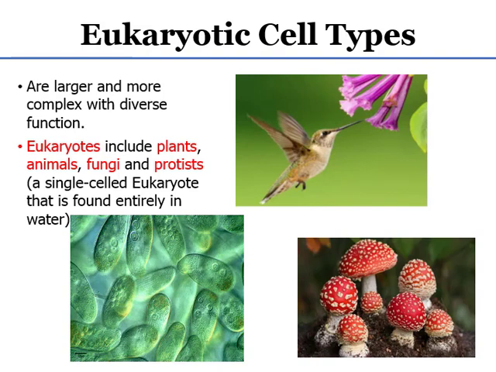When we consider the eukaryotes, this large, diverse group includes plants, animals, fungi, and protists. Protists are the single-celled eukaryotes that live in water, and we'll want to do some further comparisons in order to understand this diverse group a little bit better.